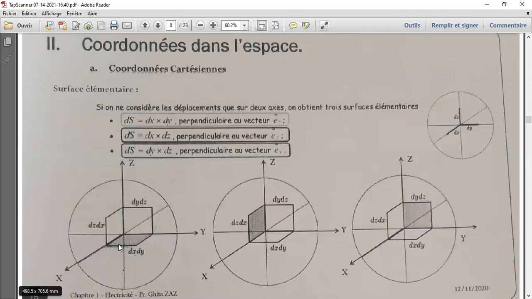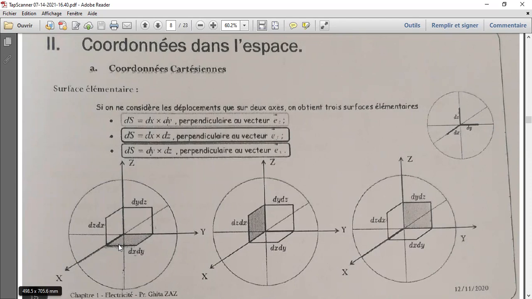There are ways in which you can calculate each surface area. Sometimes they can tell you, for example, to calculate the surface area of a face which is perpendicular to the vector EZ.